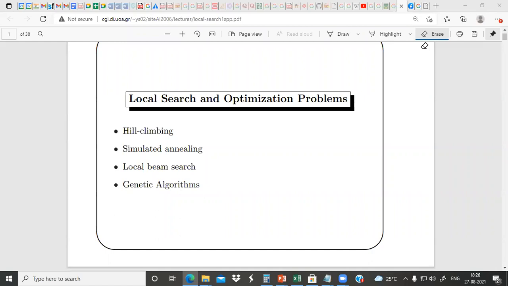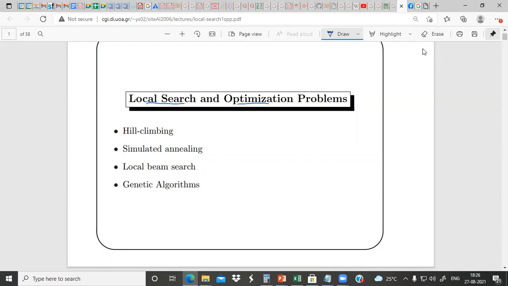So in the last lecture, we discussed various informed search techniques, that is, the heuristic search techniques. With that, we stop discussing heuristic search techniques. Now we'll be moving on to the next topic, which is local search and optimization problems. First, let us try to understand what is meant by local search.